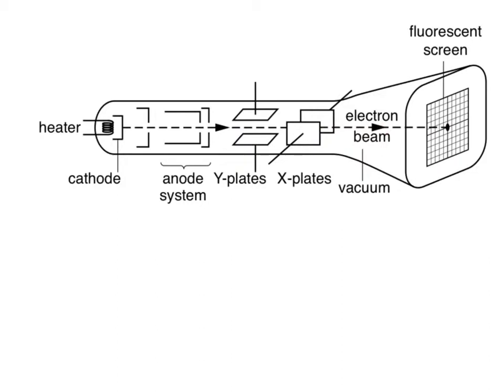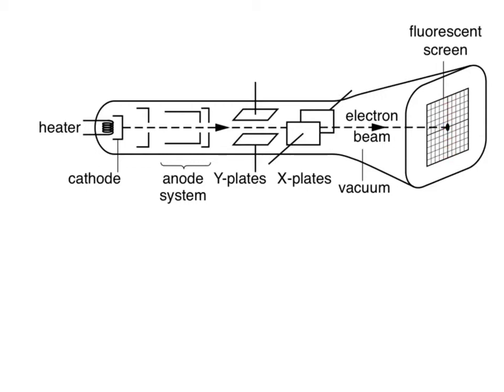So then we have two different sets of plates that deflect the electrons. The first set are the Y plates. Now, they tend to have an alternating current put across them. So what happens is the electrons are bent up one way, and then they're bent down one way, and then up one way, and then down one way. And what that gives us on our screen is an image a little bit like this, going up and down.